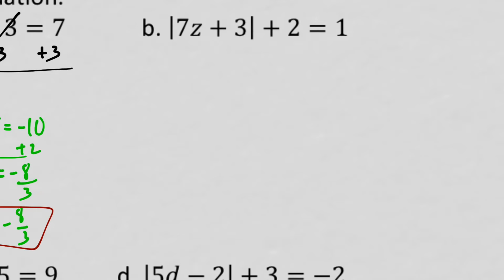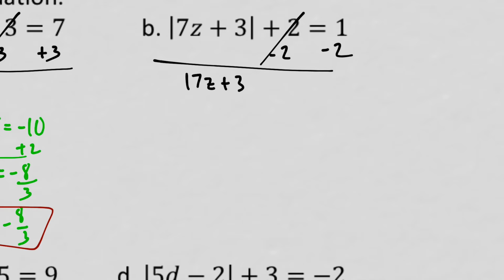Alright, in B, we're going to follow the same steps. First, we're going to kick out the 2 to isolate the absolute value. Do not try to split up at this point. This is one of the common mistakes. People will say, I'm going to solve this, and then I'm going to solve it again with negative 1. And they're going to get the wrong answer. Okay. First thing you do is kick out this 2 to isolate the absolute value. So when I kick out the 2, I get the absolute value of 7z plus 3 equals negative 1.